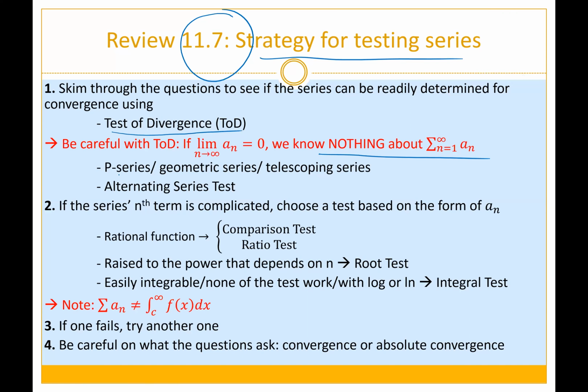If you have a p-series, geometric series, or a telescoping series, then you can just use that property without using any comparison test, alternating series test, integral test, or ratio and root test to prove it at all. The last one is that if you have an alternating series, easy, you can apply the alternating series test.